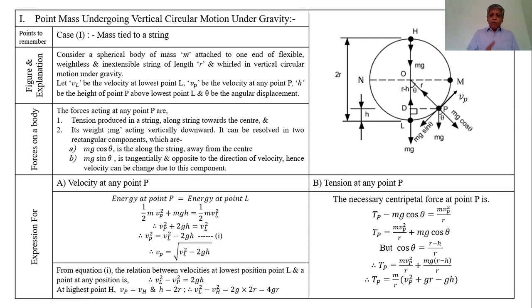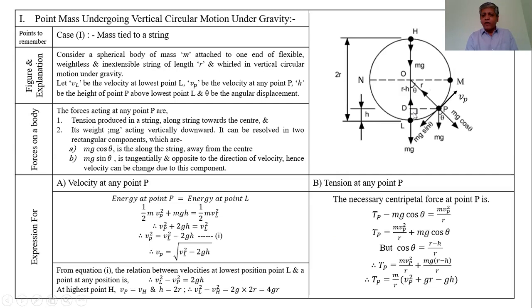Remember. Now, from this equation we can also find the relation between the velocities at the lowest position and at any position. From this equation, VL square minus Vp square is equal to 2gh. This is the relation between the squares of the velocities at the two positions, the lowest position and any position.